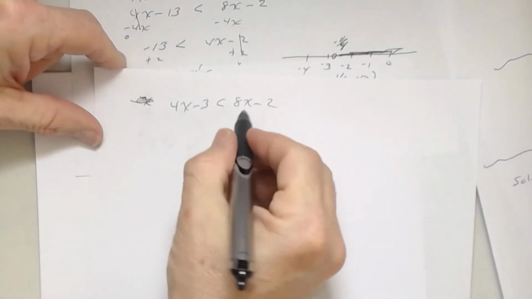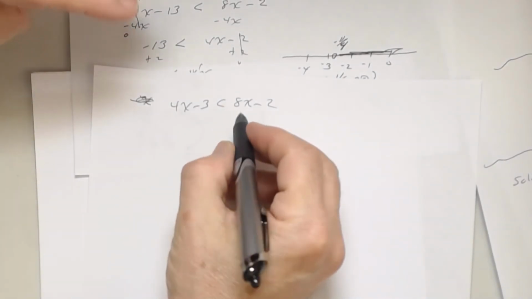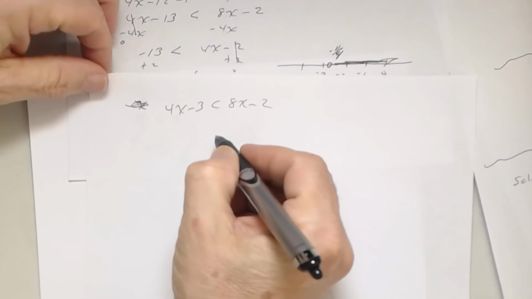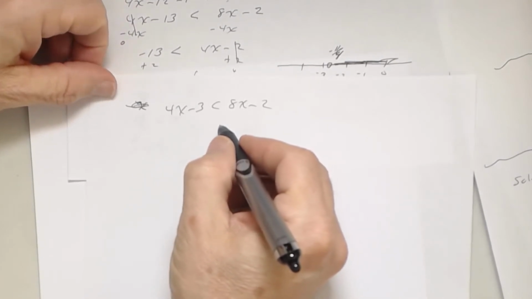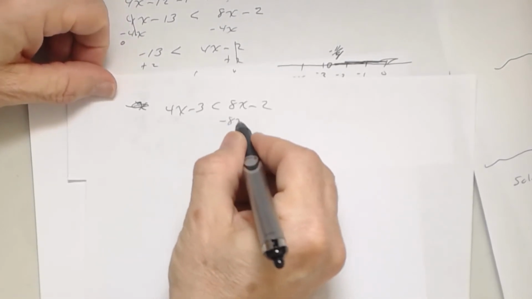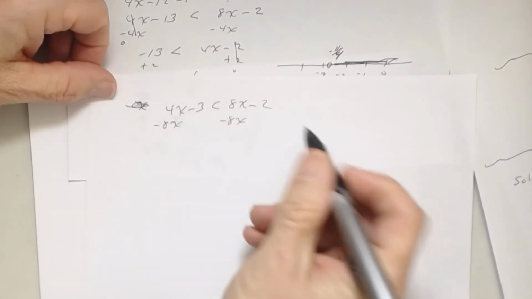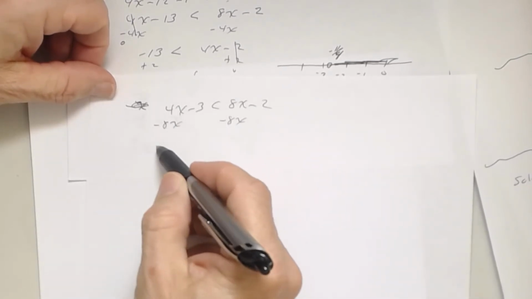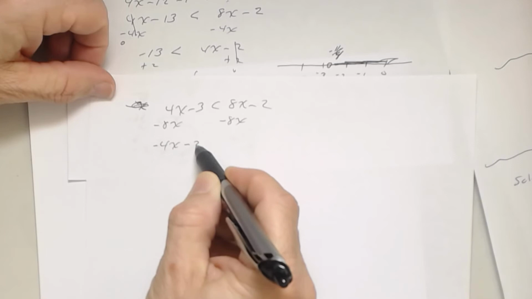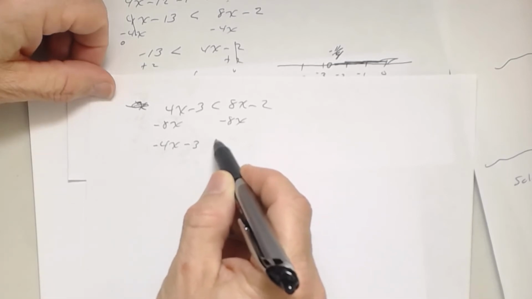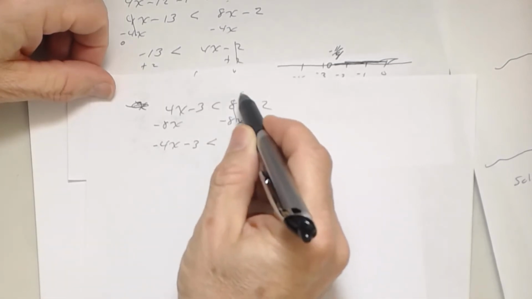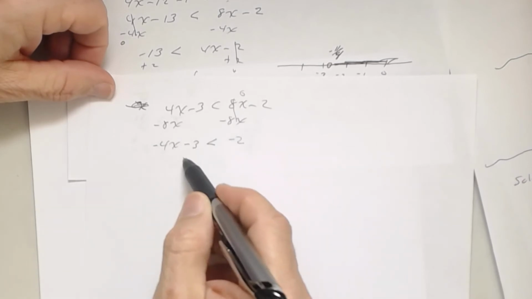So let's go back to this step here, right here. And instead of bringing the variables to the right, let's bring them to the left. So what would I do to both sides? Start with 8x first. What are you going to do? Subtract 8x. Adding 8x is not going to help you. What's 4x minus 8x? Negative 4x. Minus 3 is less than negative 2. What's the next step?